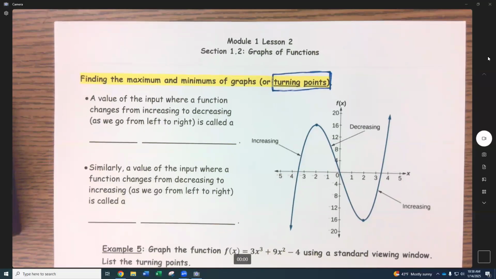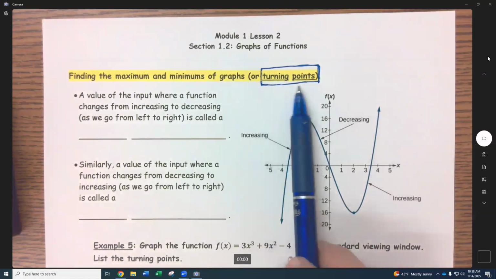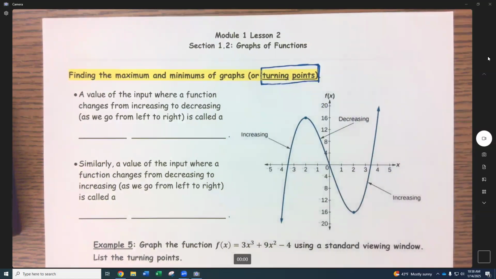The next concept we need to go over is finding maxes and mins in your graph, or turning points. I'm going to go ahead and box that to make it stand out a little bit more. Your homework is going to refer to these as turning points, and I don't know why, it just really bothers me. But when they're saying turning points, they're asking for maxes and mins.